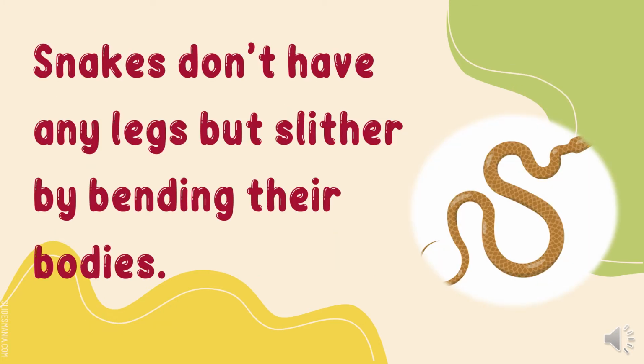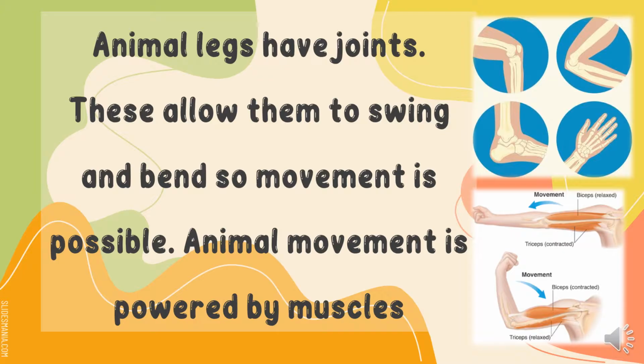Now, snakes don't have legs, but still they move, right? They slither by bending their bodies on the ground. Animal legs have joints, like we have, right? I've shown you in the pictures. At the wrist, at the elbow, and shoulder, these are joints. These allow them to swing and bend. At these places, we can swing and bend our arms and legs, right? So, movement is possible because of these joints.